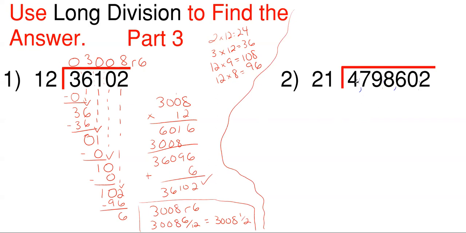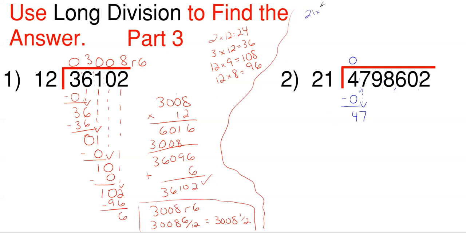Well, how many times does 21 go into 4? Once again, 21 is already over 4. So we have to do a 0 there. So 21 times 0 gives me 0. So I'm left with 4. Drop the next number down. 4 becomes 47.